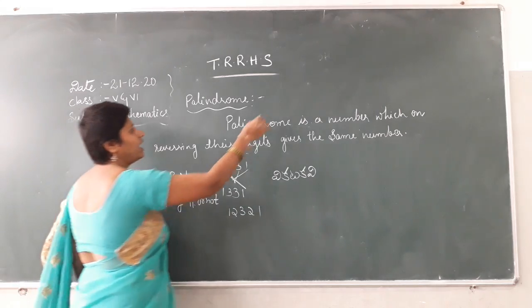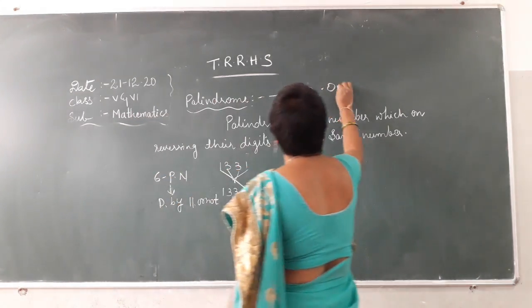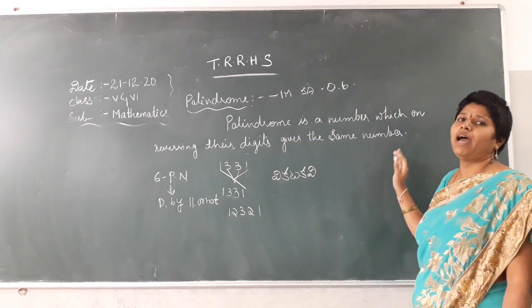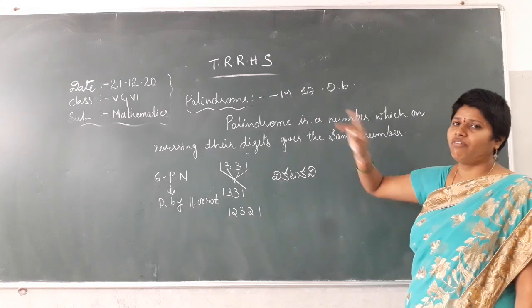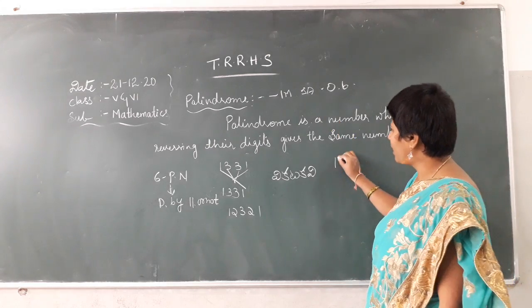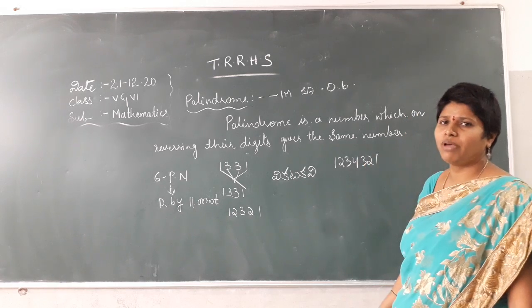And this question carries 1 mark in your essay paper objective. Find which of the following are palindromes. This carries 1 mark in your essay. Clear, children? Many more you can write. 1, 2, 3, 4, 3, 2, 1. Like this, many more you can write.